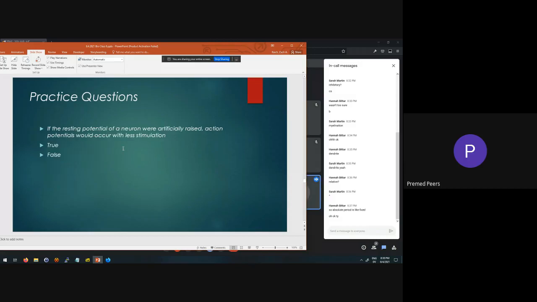Another hypothetical here: if we could somehow take a neuron and raise the resting potential, make it less negative, would an action potential occur? True.